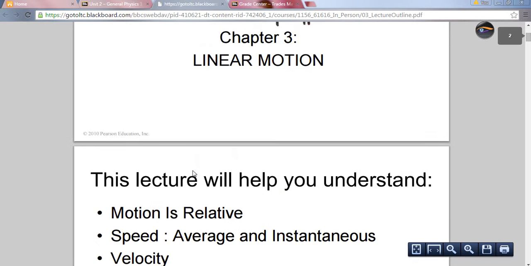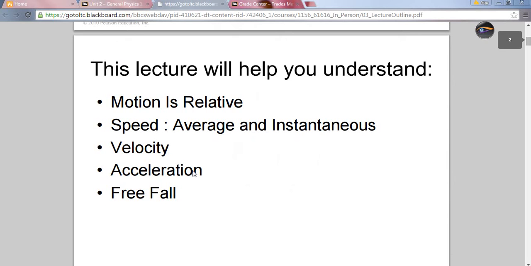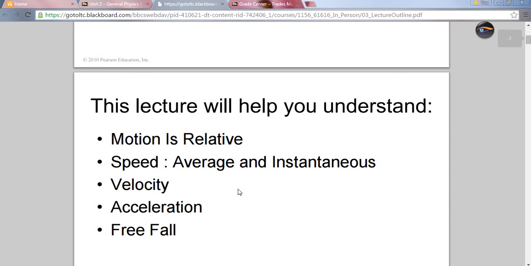So looking at chapter 3, this lecture will help us to understand that motion is relative, that speed has a couple different forms, both average and instantaneous. We're going to be looking at the concepts of velocity, acceleration, and the conditions of free fall.